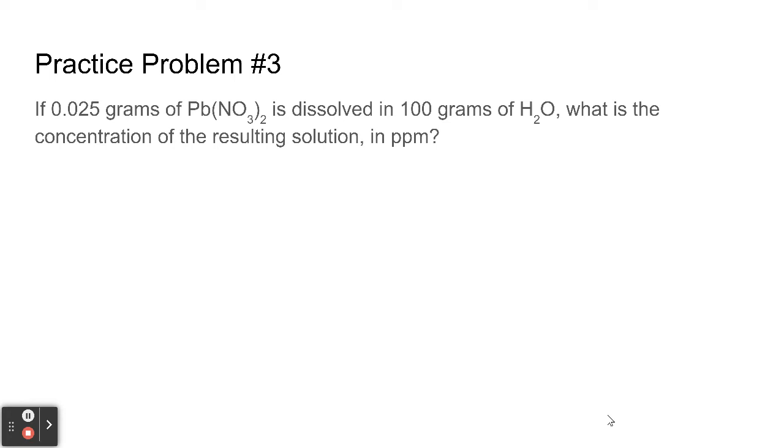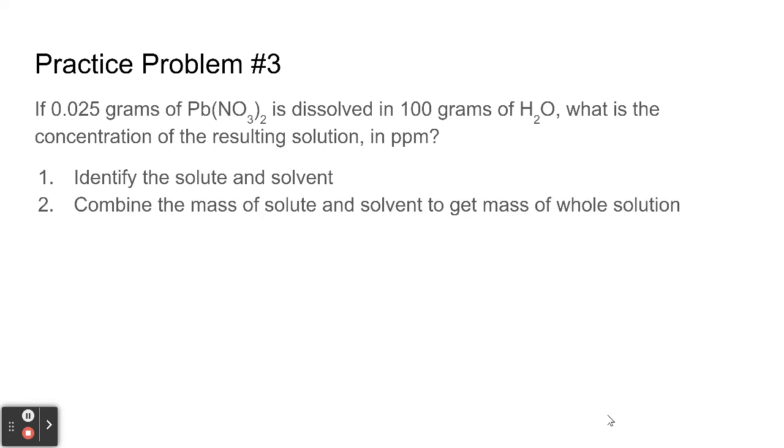All right, so I'll give you a hint here. We'll start with our steps. Our first step is you want to identify what the solute and the solvent are. Then we're going to combine the mass of the solute and the solvent to get the mass of the whole solution. And I'll explain that in a little more detail here in just a second. Once we've done step 2, we'll list our variables, and then we'll solve our equation.